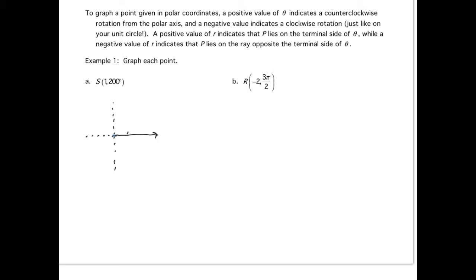So 1 unit out, let's say that that's right here, and I'm going to come around to 200 degrees. So here's 90, 180, and a little bit past 180. This would be my ray. That is the terminal side of the angle. So there's my 200 degree ray, and then my point is 1 unit out. So this point right here is my point S, which is what I was graphing.